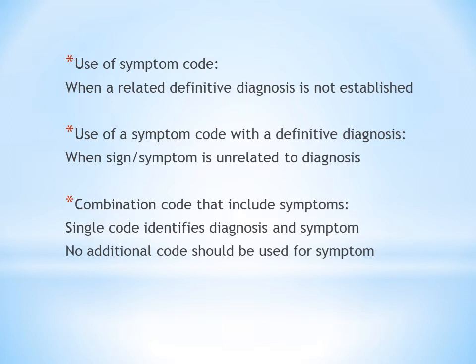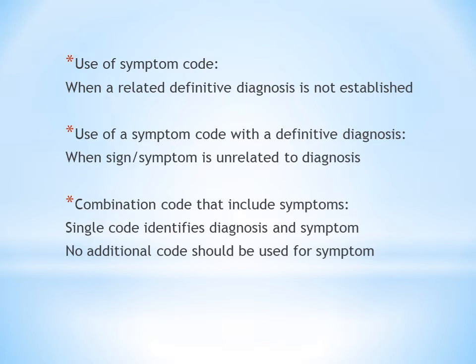So when should we code for symptoms in ICD? The first one is when a related definitive diagnosis is not established. That is, the patient comes with some symptoms and the diagnosis for that symptom is not established. Then we can give the symptom code.